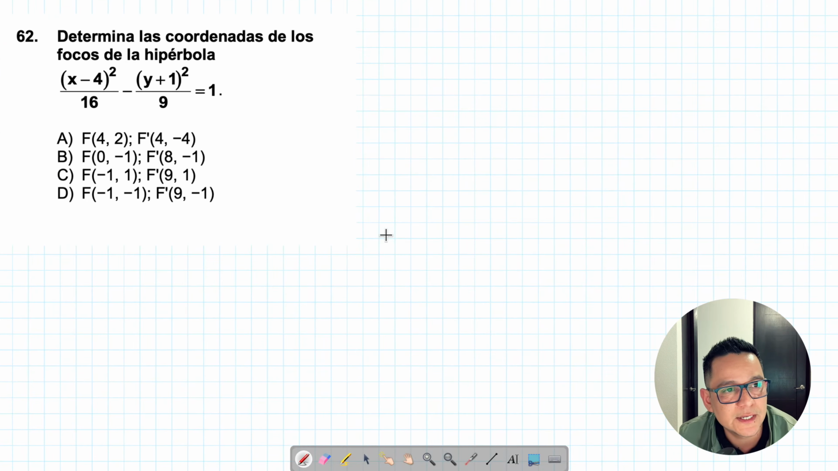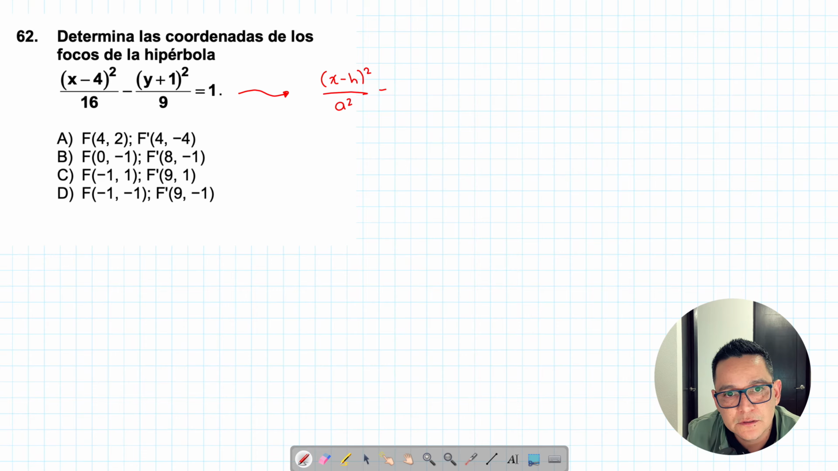Let's continue with exercise number 62, which says, determine the coordinates of the foci of the hyperbola. And here we are given the equation of the hyperbola. Look, here again, this is something theoretical. It will be necessary for you to memorize the following formula. Let's write (x minus h) squared over a squared minus (y minus k) squared over b squared equals 1.